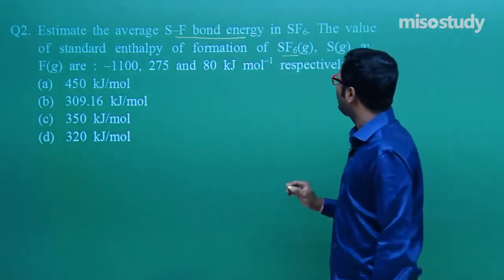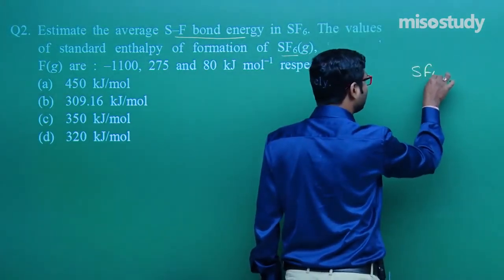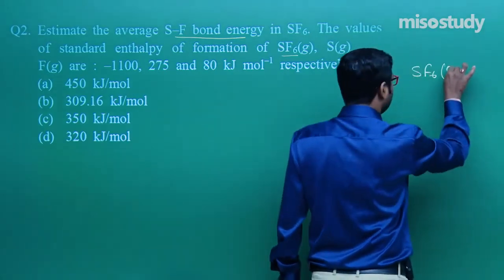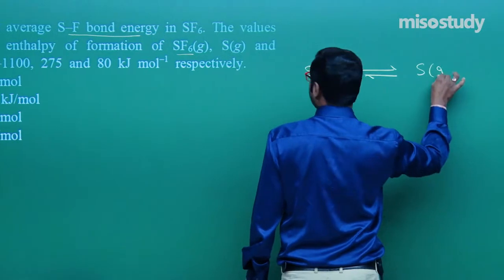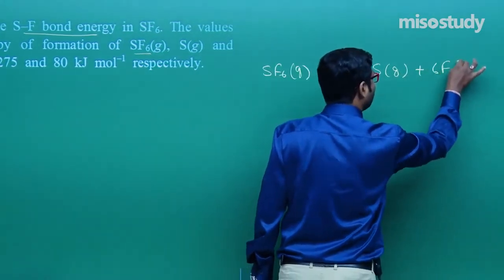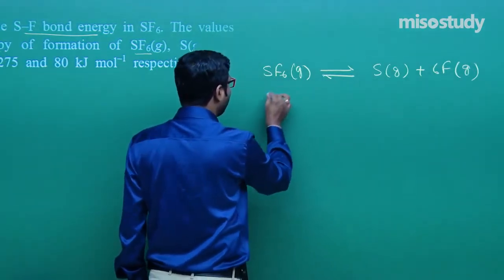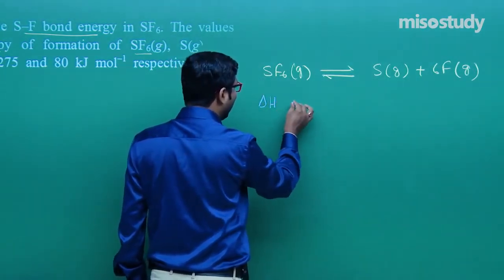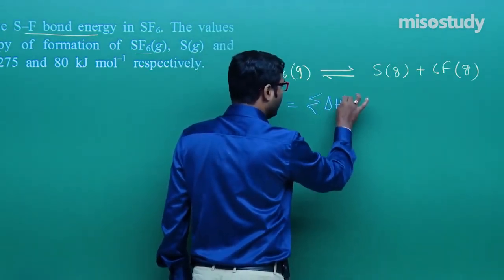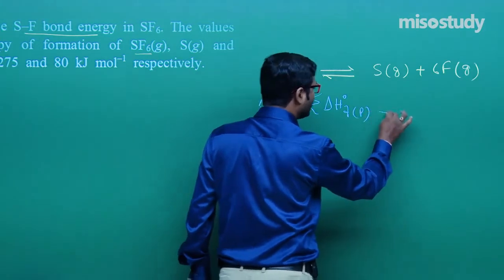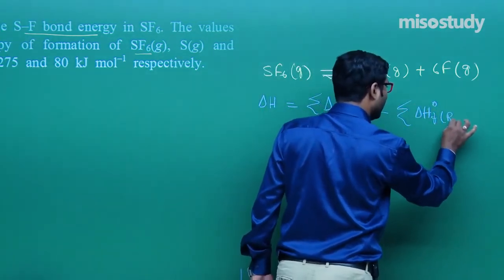Clear to you? First of all, what happened in this case? Look at what I am telling. That is SF6. Dissociation takes place, that is, it gives S plus 6F. This is the simple explanation. Now, for this reaction, delta H is equal to summation of heat of formation of product minus summation of heat of formation of reactant.